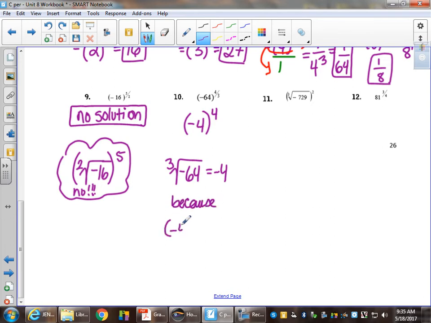for this to be true, it means negative 4 to the third has to get us negative 64. Let's see if that's true. How many negative 4s is that? 3 of them. 1, 2, 3. Let's see if this works. Negative 4 times negative 4 is a positive 16. So that does work.